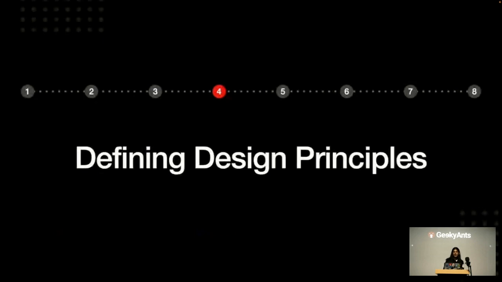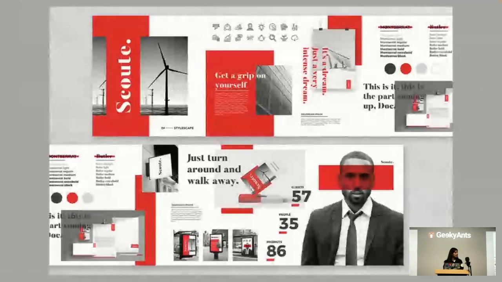Next is defining design principles. We are done with the analyzing part. Now we are defining things. Decide design-related principles such as brand identity and values that are depicted using designs. A good way is to use a mood board and start jotting down things.